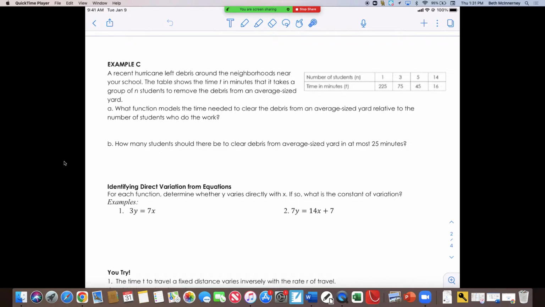Part A says, what function models the time needed to clear the debris? Nowhere does it say direct or inverse. So what does that mean for us if it doesn't say direct or inverse, but we have a chart? Yeah, Bella? Exactly. So let's look back up here.